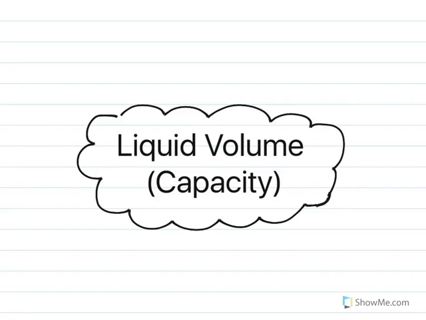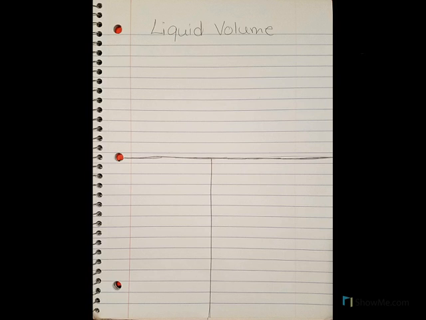Hi guys, today we're going to learn about liquid volume or capacity. The first thing you need to do is put your title on the top of your page, then you're going to divide it across the middle, and then the bottom section you're going to divide it vertically down to make two sections on the bottom.